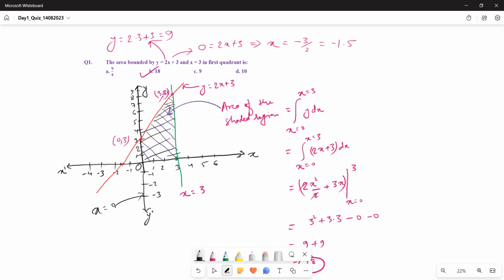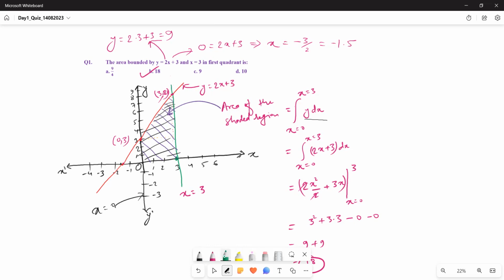So in general, we have the area formula. The area of this shaded region will be the integration of y dx from x equal to 0 to 3, because we have the left limit x equal to 0 and the right limit x equal to 3, and y dx is the formula of area, right?